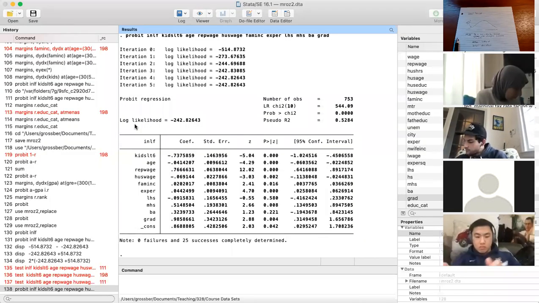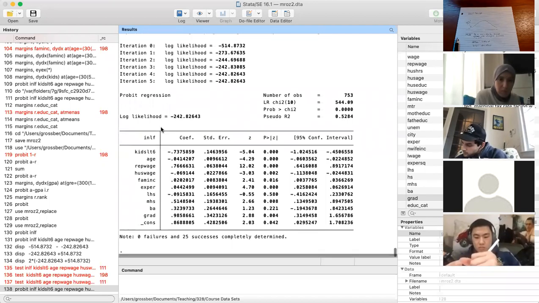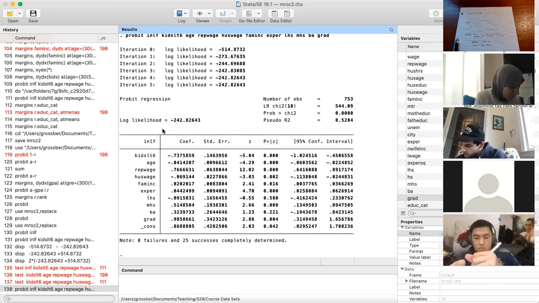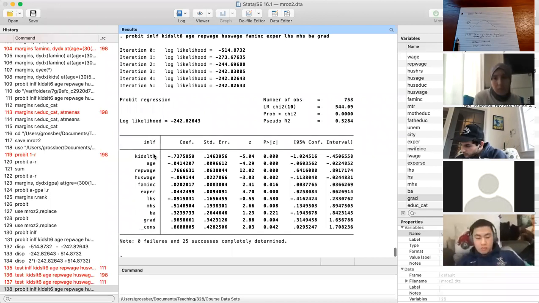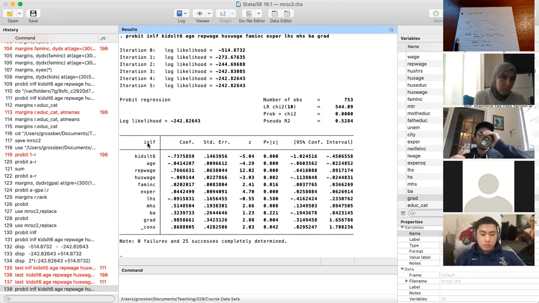All right, in this model that I've estimated, I'm allowing Stata to estimate for me the effect of each of these independent variables, the effect of each of those on the probability of being in the labor force. This is the unconstrained model, because we're allowing each of those effects to be estimated.